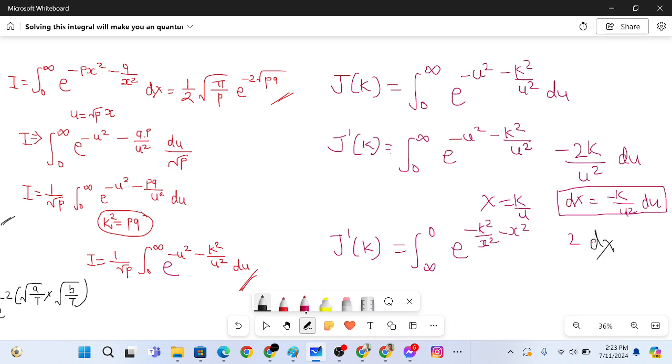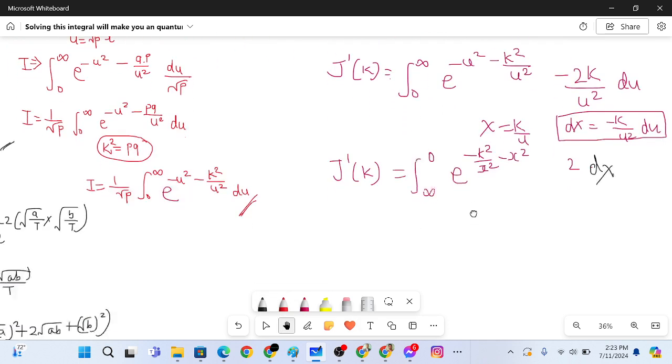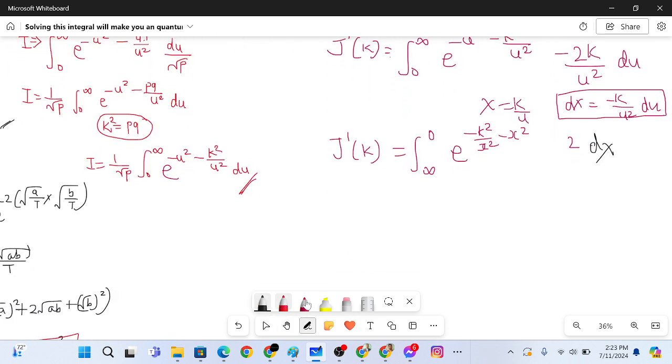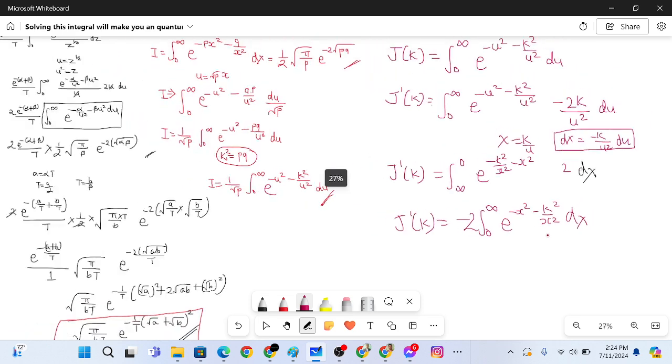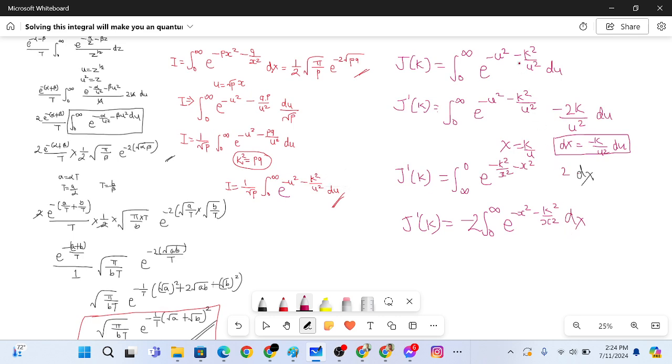Yes. Now over here you should notice something: first of all, I can also reverse this integral to take a negative sign. And the next thing you need to notice is that this is actually the same, e to the power minus x square minus k square by x square. The integral is actually the same, just that there is a minus 2 sign and then dx. So this is actually the integral that we started with earlier. So I can say that this is J'(k), which is actually just minus 2 times J(k).